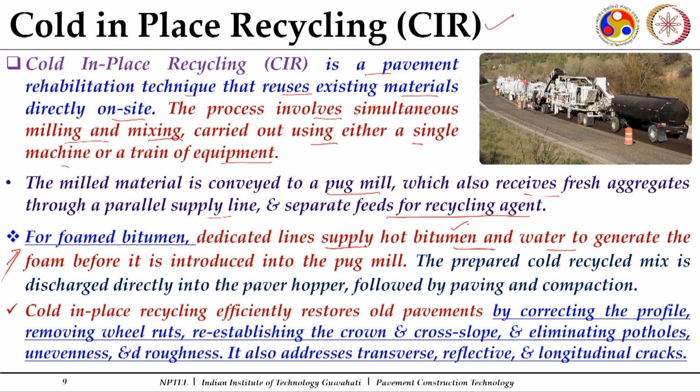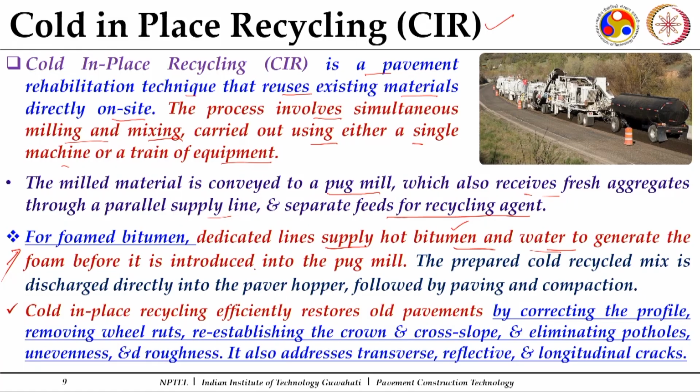The hot bitumen is typically in the range of 160 degrees centigrade up to 200 degrees centigrade, and then the water needs to be injected to generate foam before it is introduced in the pug mill. So first the foaming has to be done, and then this foamed bitumen is introduced to the pug mill. The prepared cold recycled mix is discharged directly into the paver hopper. So finally it comes out through the paver hopper. Then we have the vibratory screeds, followed by paving and compaction, and then it is spread to the desired cross profile and compacted.